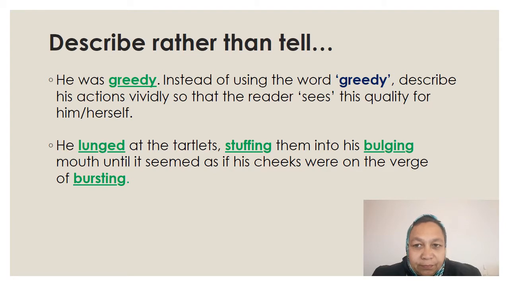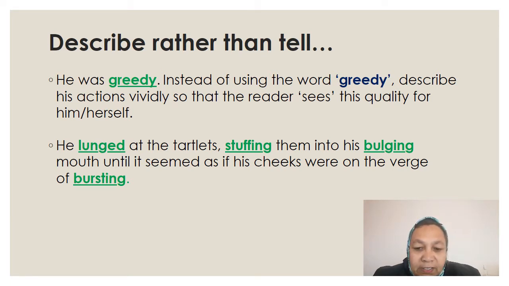Another feature and skill that the writer of a descriptive essay can use is to show events or people rather than tell the reader. What does this mean? Let's take the sentence, he was greedy. Instead of using the word greedy, you rather describe the actions of the character vividly so that the reader can see this quality for him or herself without you stating the obvious.